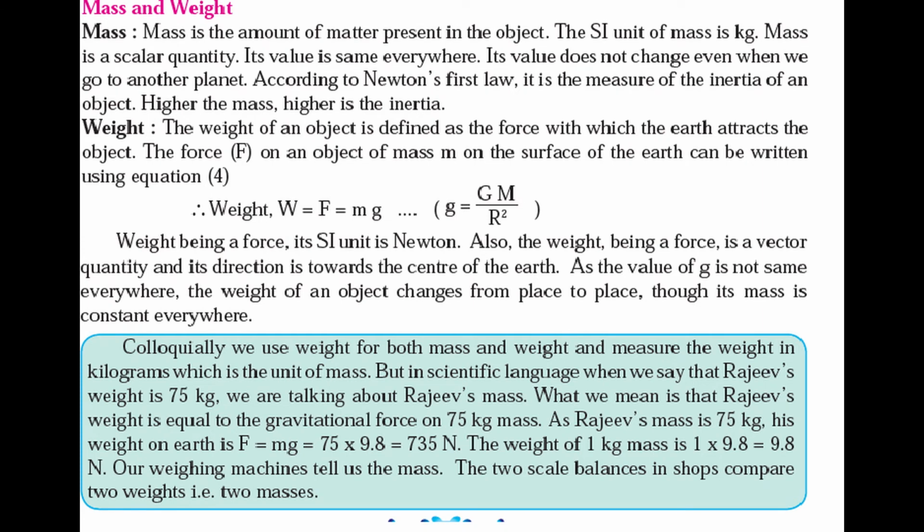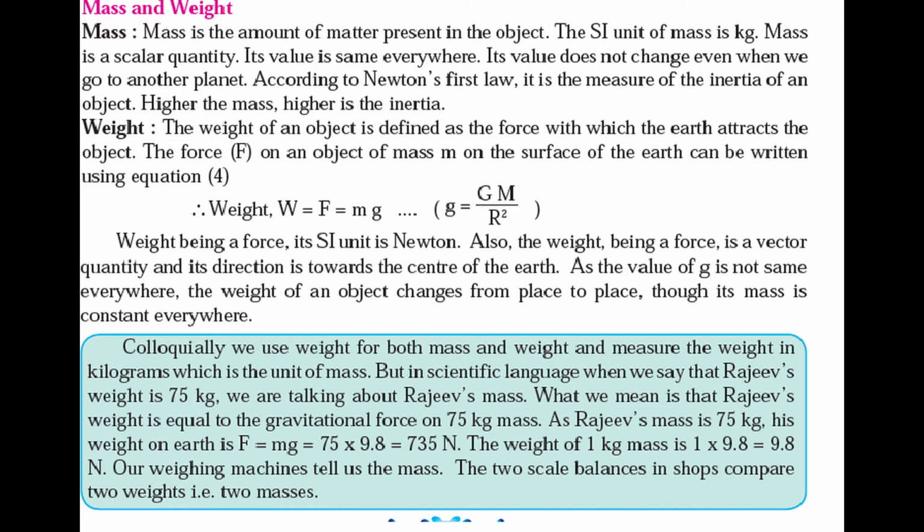Mass and weight. Mass is the amount of matter present in the object, and the SI unit for mass is kilograms, denoted as kg. Mass is a scalar quantity, it is not a vector. Its value is the same everywhere. Its value does not change even when we go to another planet. And according to Newton's first law, it is a measure of the inertia of an object. Higher the mass, higher the inertia.